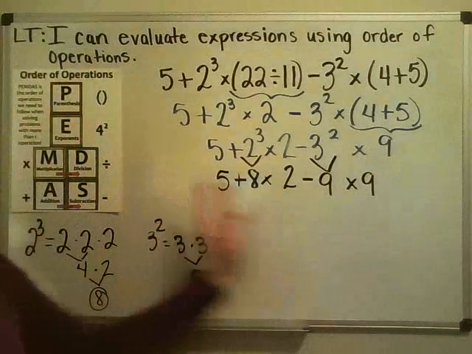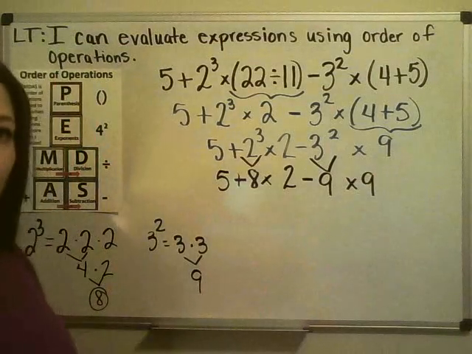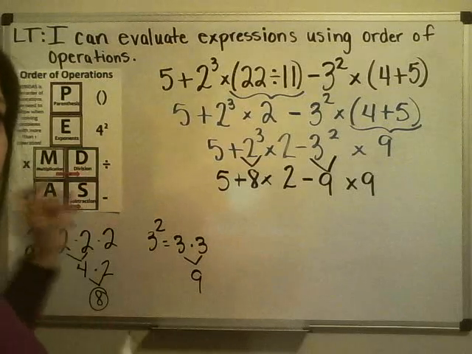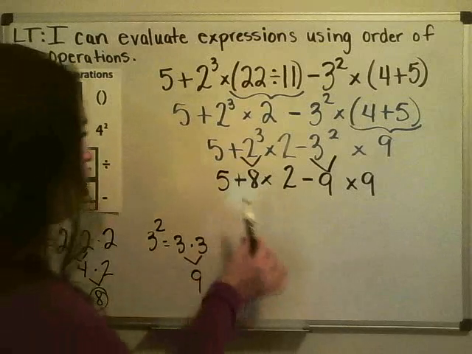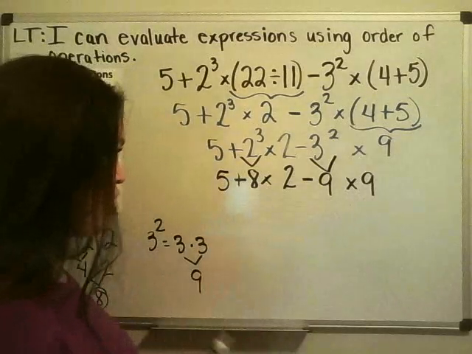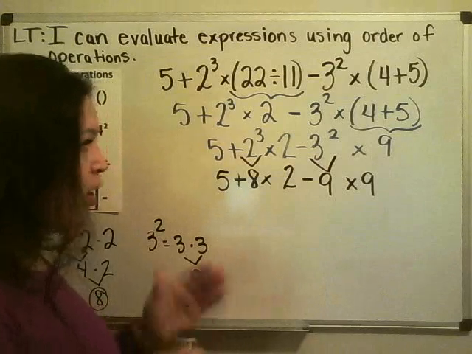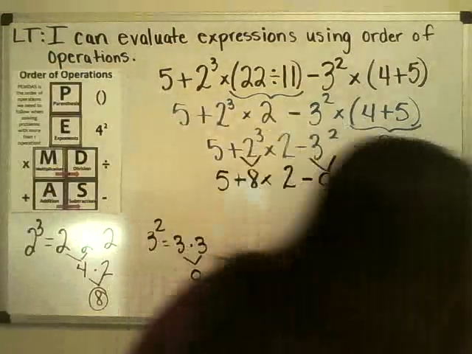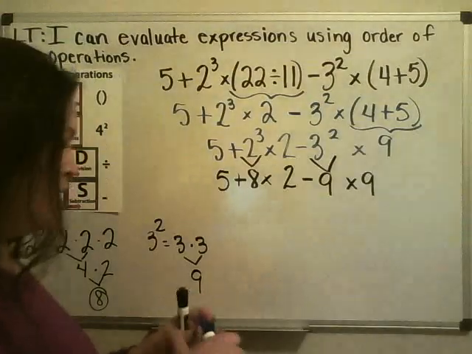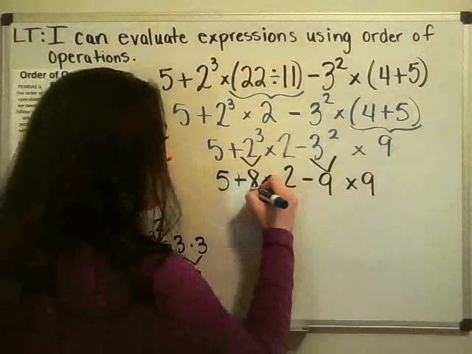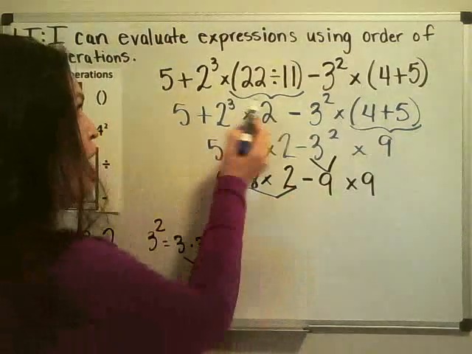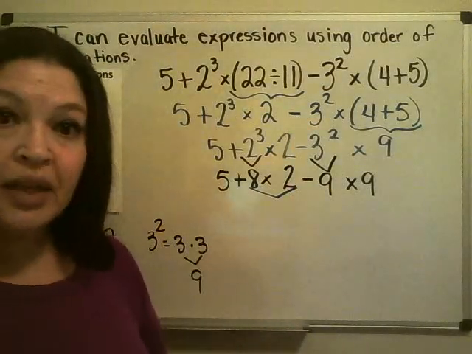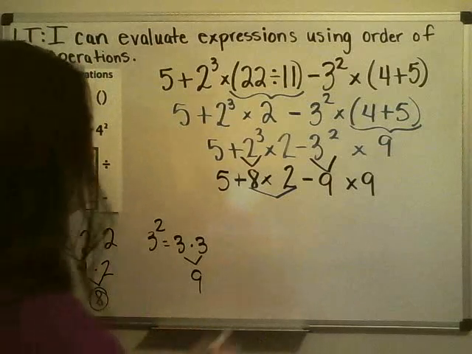Okay, we took care of all exponents. Now we get to multiply or divide from left to right. So go ahead and take a moment and scan your expression and see where you have a multiplication or a division that comes first. So I see a multiplication right here. Go ahead and draw your cone or your brace, okay? So 8 times 2 is 16.